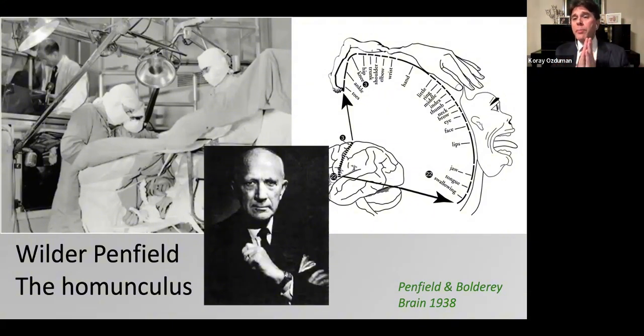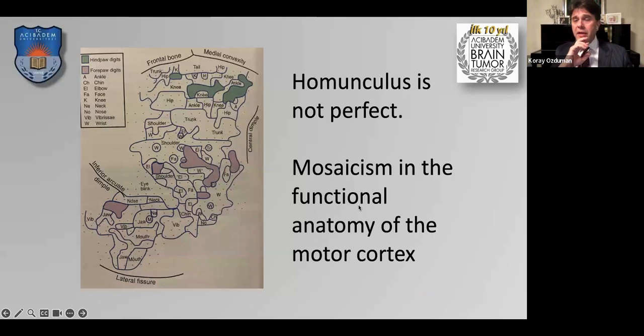Penfield got the Nobel Prize with this discovery, and he told us that this is a very, very important function of the motor cortex. But his work was not imperfect. People quickly realized that this homunculus was incomplete. The homunculus was a mosaic, had a mosaic distribution.